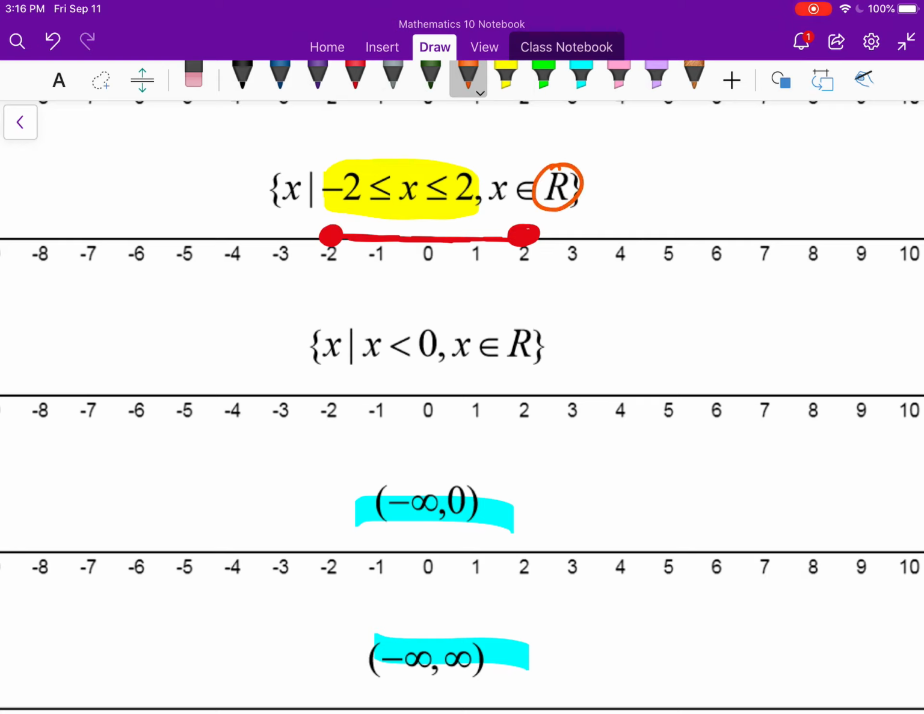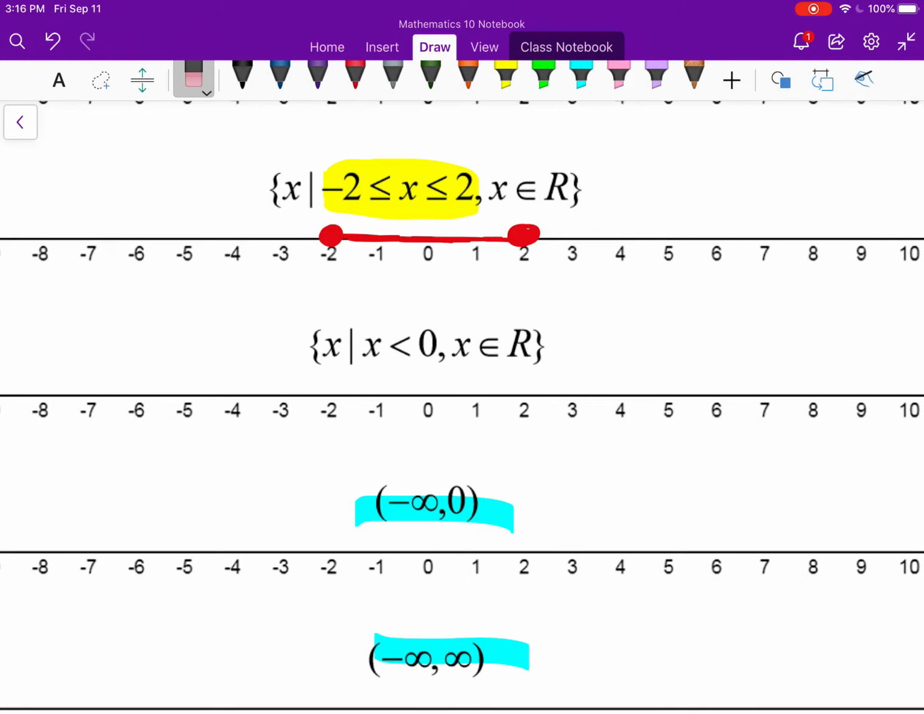If this right here didn't say all real numbers, if it said all the integers, sometimes it's shown as an I, then this would be a series of dots. -2, -1, 0, 1. But that's not what it said. And so in the end, that's what that phrase means. That -2 is less than or equal to x is less than or equal to 2 really just means all the numbers between -2 and 2, including -2 and 2.